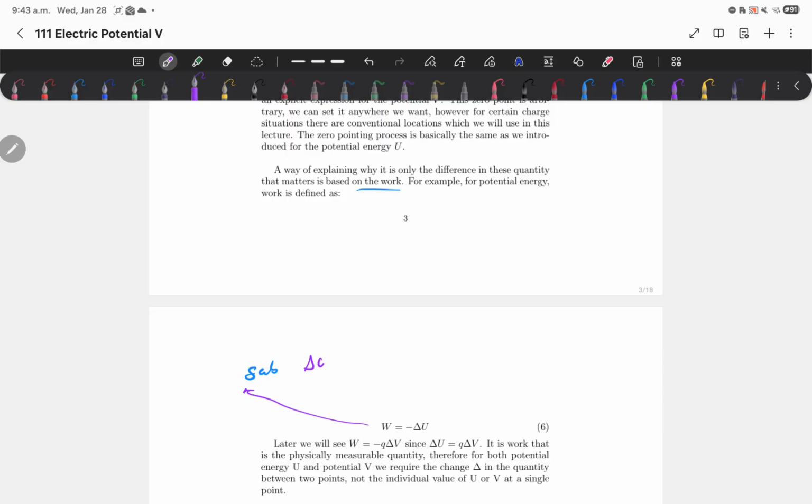The point is, if we plug delta U equals Q delta V in here, we see that work is also defined in terms of the change in potential. So it's the change in potential or change in potential energy, this delta, that defines our work, not the individual value at some particular point.